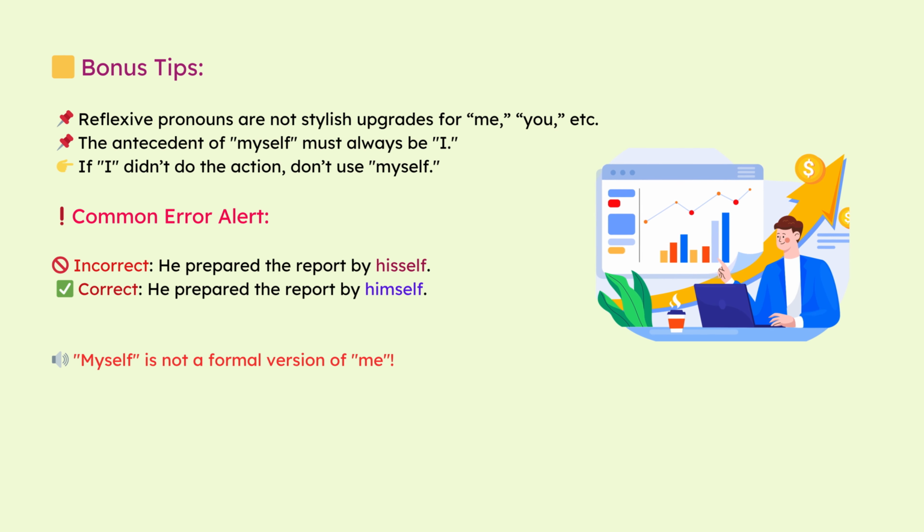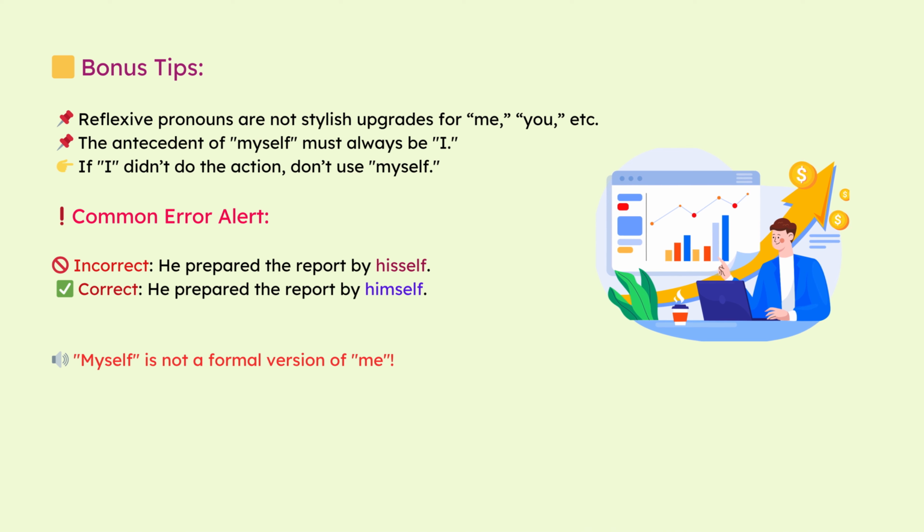Let us see some bonus tips. Reflexive pronouns are not stylish upgrades for me, you, or him. They have a specific role. Use them only when needed. The antecedent of myself must always be I. So, if I didn't do the action, don't use myself. Common error alert. Incorrect. He prepared the report by himself. Correct. He prepared the report by himself. And finally, don't fall for this mistake. Myself is not a formal version of me. It might sound fancy, but using it wrong sounds ungrammatical.